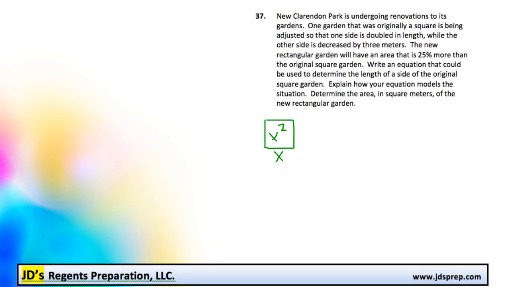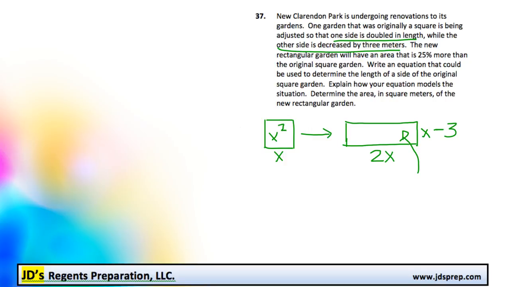Now, it's been adjusted so that one side is doubled in length, so it's now being transformed to a rectangle, where one length is doubled, so instead of x, it would be 2x. And then the other side is decreased by 3 meters. So instead of it having a distance of x, it'll be x minus 3. Now, if we wanted to find the area of this rectangular garden, we would multiply 2x times x minus 3.